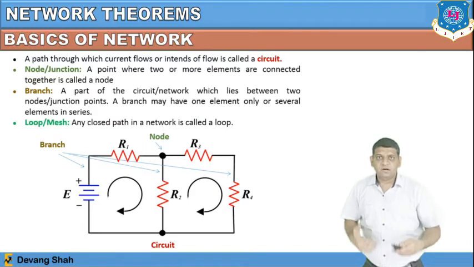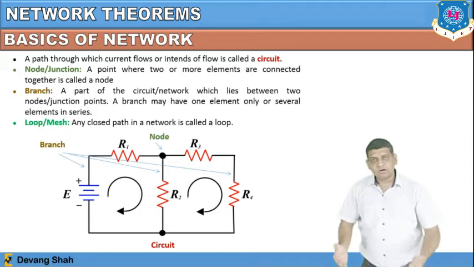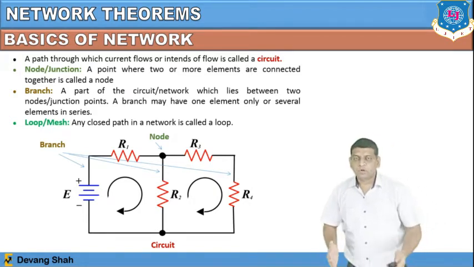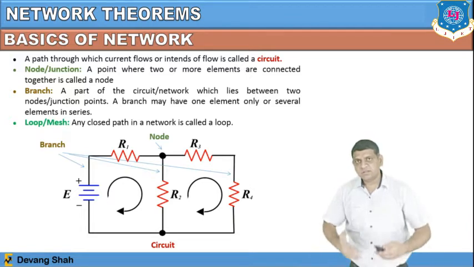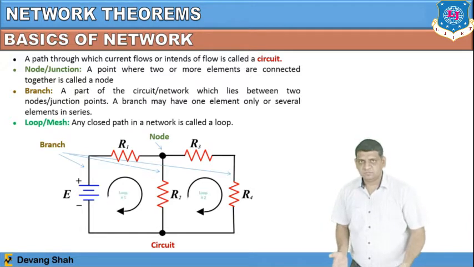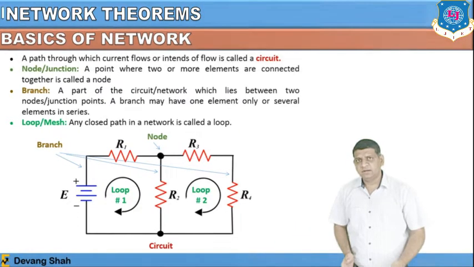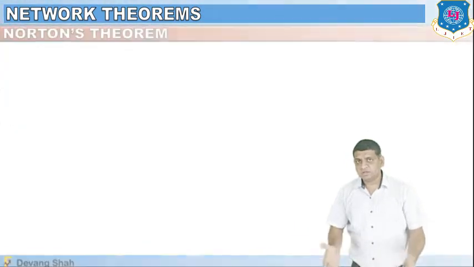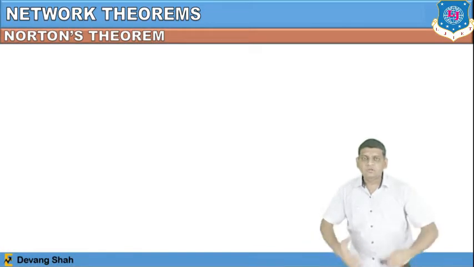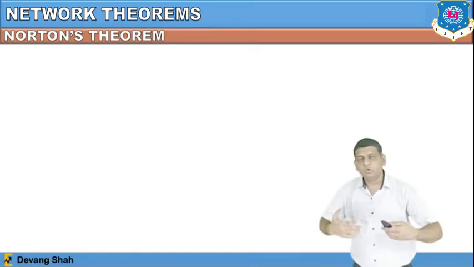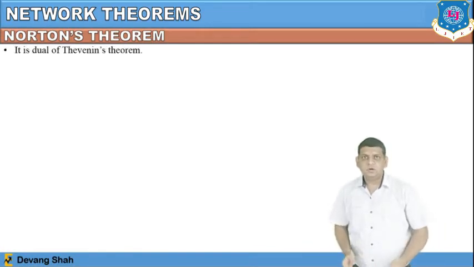The next part is called the loop. A closed path in a circuit or a network is defined as a loop. For a circuit, a closed path is a must, or you can consider this a mesh. These are the basics of a network. You need to understand these words because you are going to utilize them in your theorems.